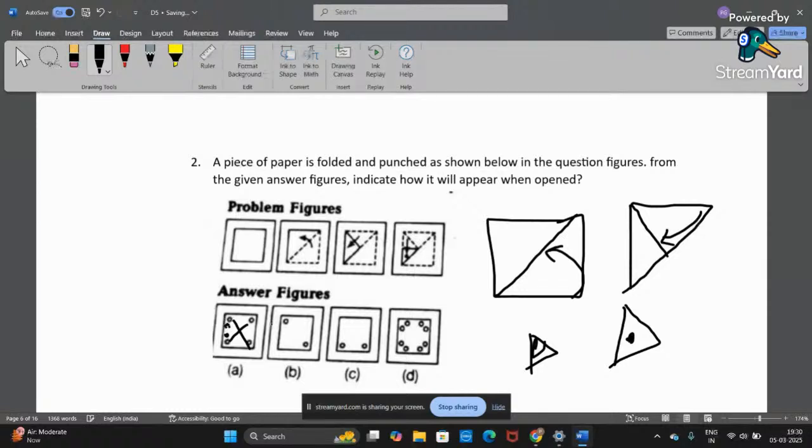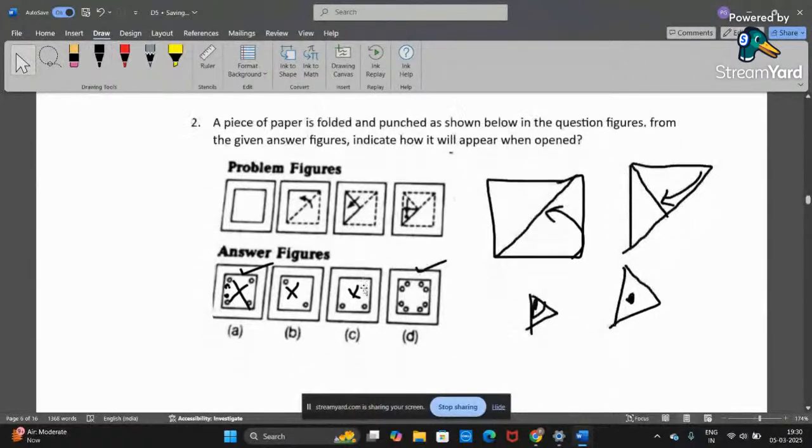Okay, this will not be the first. In this type of question we have to use the elimination method. These two will not be the answer, these two also will not be the answer. We have to analyze between this and this. When we are folding, the count of punched holes should be more. This also will not be the answer. The answer will be this.